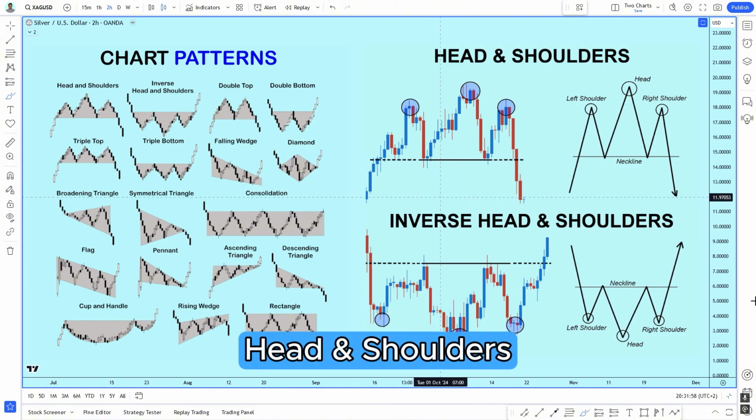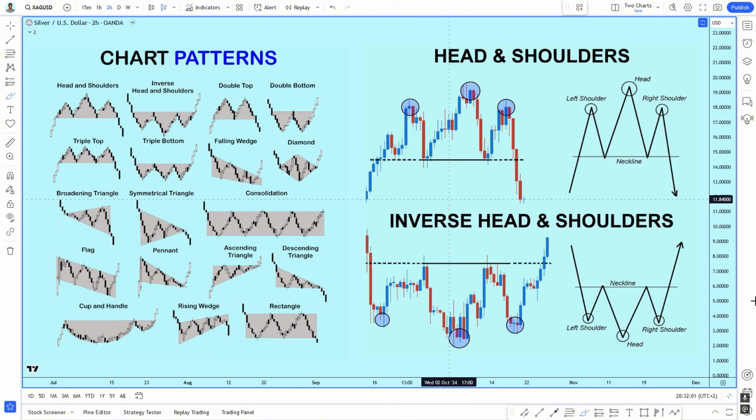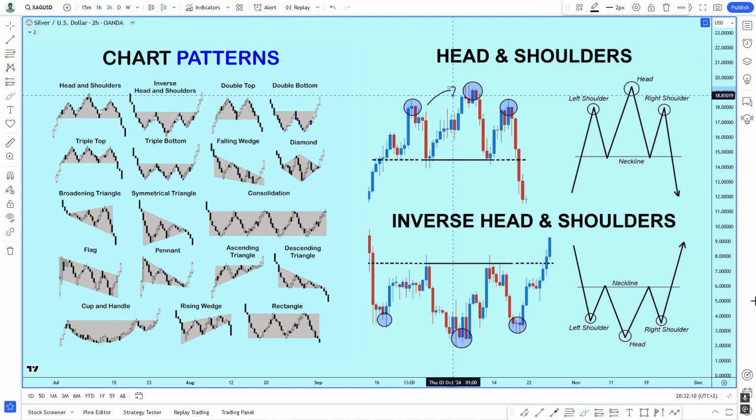Next good pattern is called head and shoulders pattern, and we also have inverse head and shoulders. Basically it is a pattern where we have these three highs. We have this high here, then a higher high occurs, and then a lower high occurs, and this lower high is basically at the same level where this first high occurred. So we basically have these two shoulders and a head. That's why this pattern is called head and shoulders.